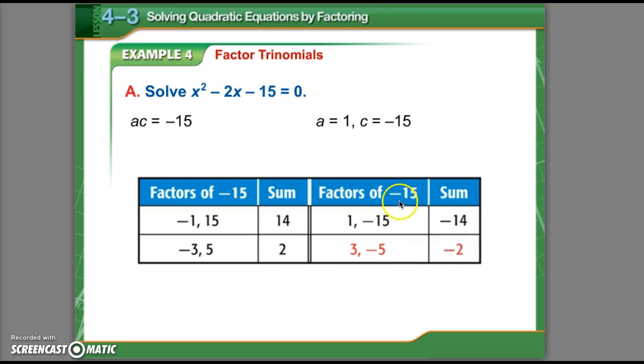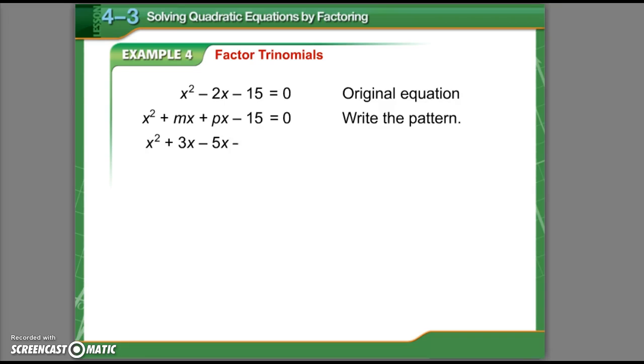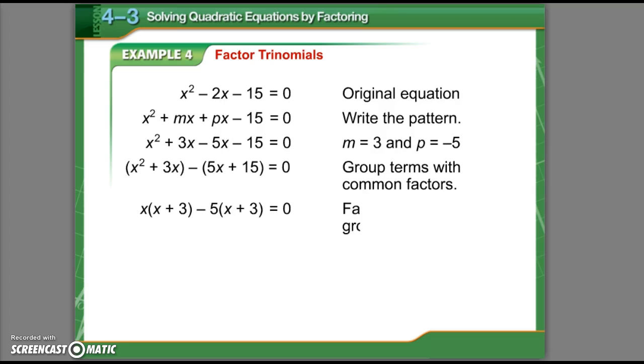So our two factors that we're going to use are 3 and negative 5. 3 times negative 5 gives us negative 15, the product of a and c, and 3 plus negative 5 gives us the b value of negative 2.